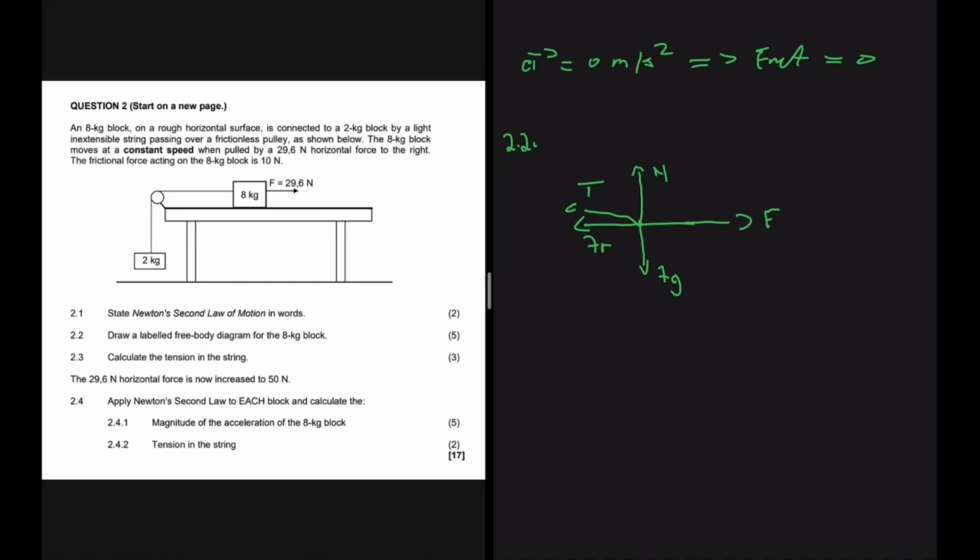So let's carry on. Let's move ahead. It says 2.3, calculate the tension in the string.